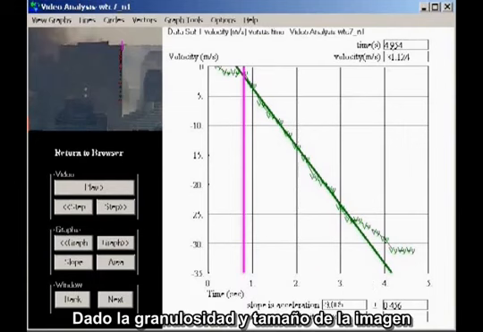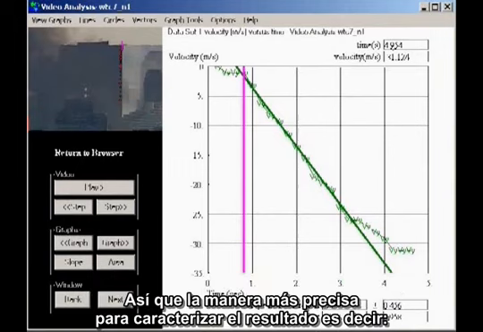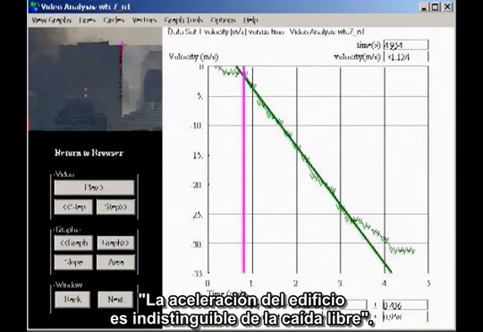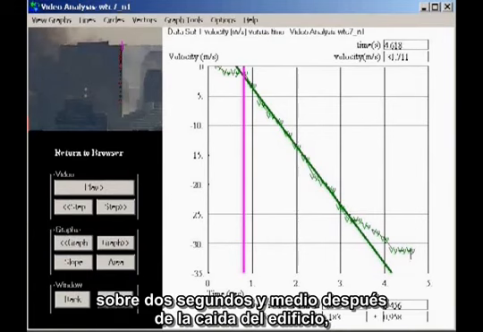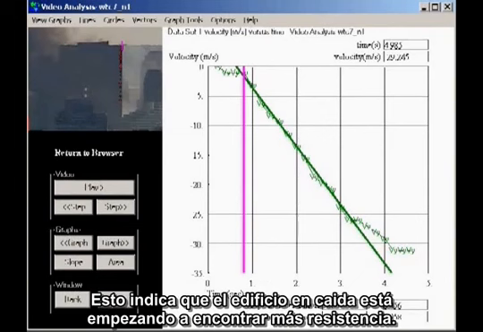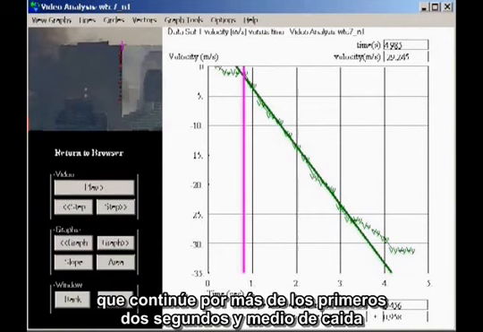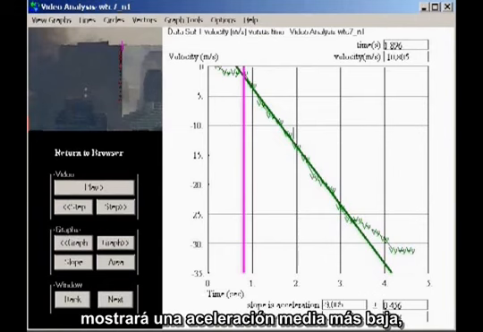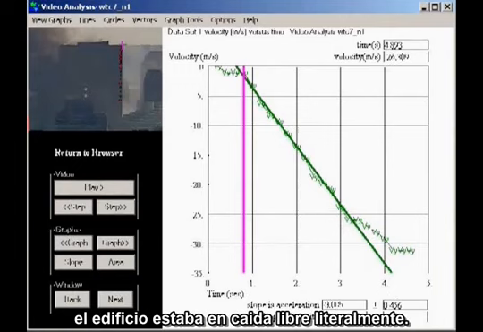Given the graininess and size of the image, 1% is not a significant difference from the actual acceleration of gravity. So the most accurate way to characterize the result is to say the acceleration of the building is indistinguishable from freefall. Notice that a little after the 3-second mark on our graph, about 2.5 seconds after the building drops, the acceleration ceases to be uniform. This indicates that the falling building is starting to encounter more resistance. Any measurement of the average acceleration that continues for more than the first 2.5 seconds of fall will show a lower average acceleration, masking the fact that for a significant 2.5 seconds, the building was in literal freefall.